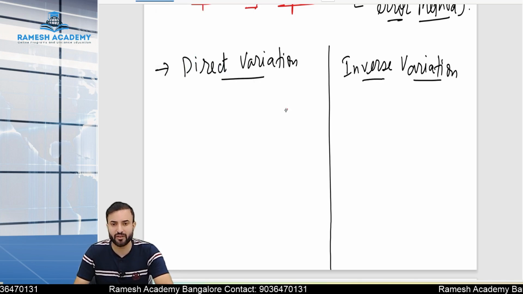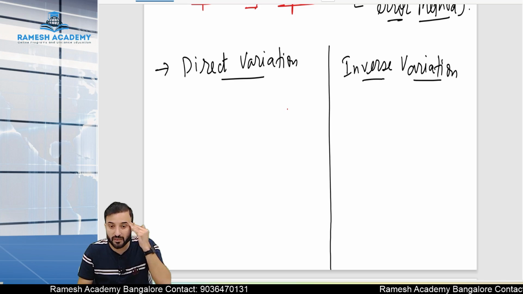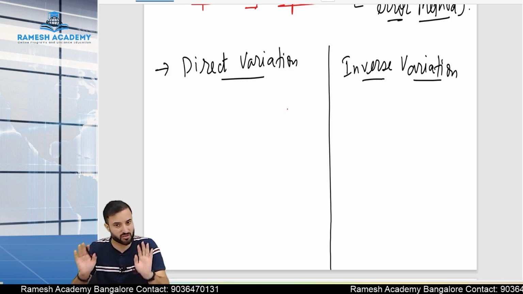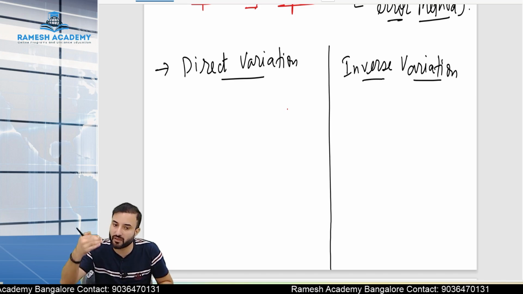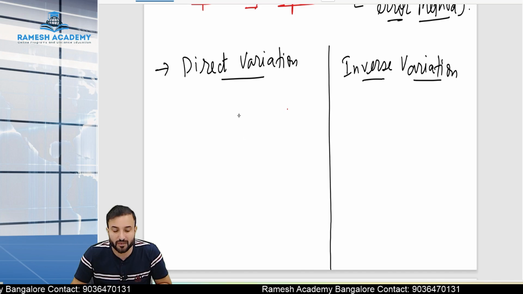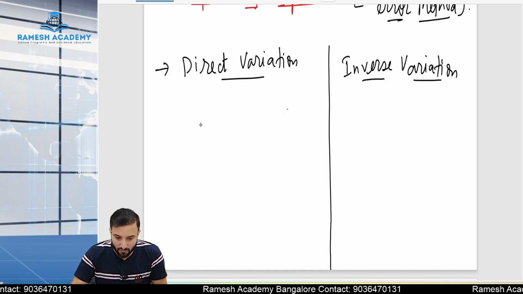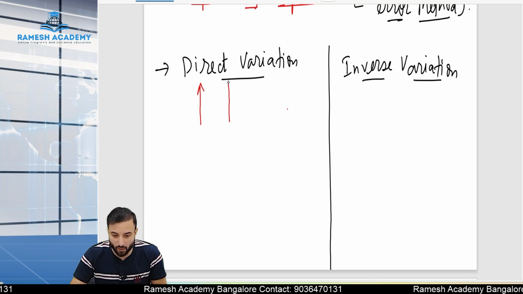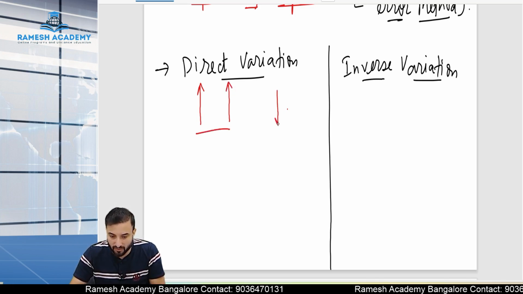See, direct variation or directly proportional, inverse variation or inversely proportional, both are the same. So direct variation or directly proportional means what? If one quantity is increasing, the other quantity will also increase, directly proportional. Or if one quantity is decreasing, the other quantity also decreases.